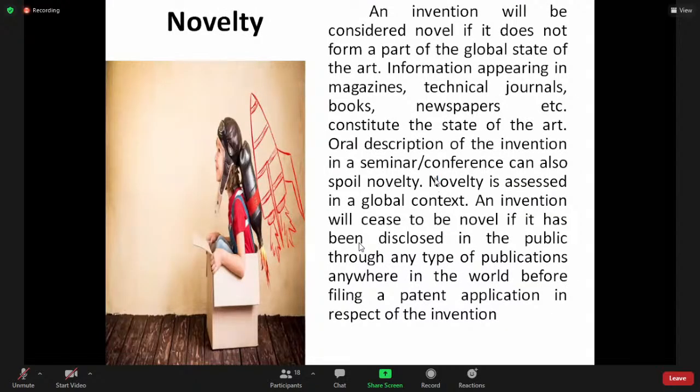And in such a case, we have seen that it should have novelty, so what is the meaning of novelty? An invention will be considered novel. It should be very novel. नया होना चाहिए, कुछ नयापन होना चाहिए. If it does not form a part of the global state of the art. Information appearing in magazines, technical journals, books, newspapers, etc. is not considered novelty. So you may think again of the story of Kavita Shukla, but she has done the inventive step. The old knowledge converted into new knowledge, right? So that was the novelty, right?